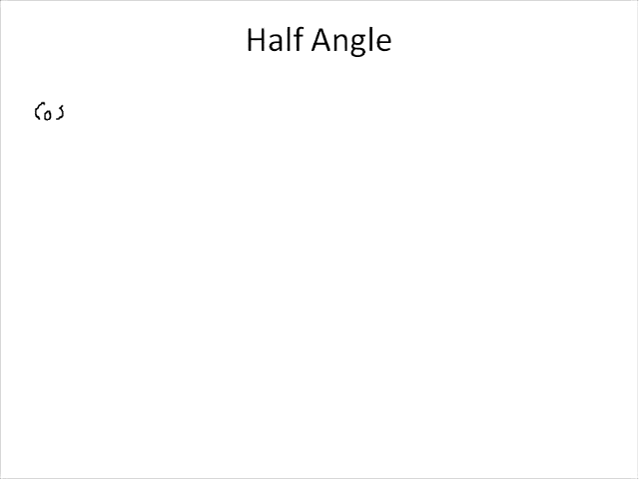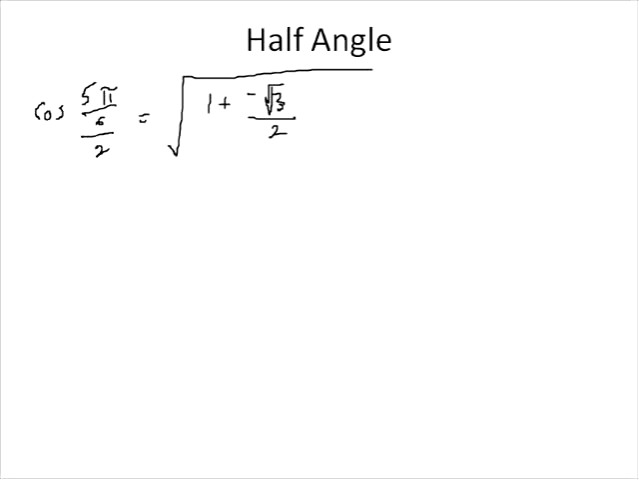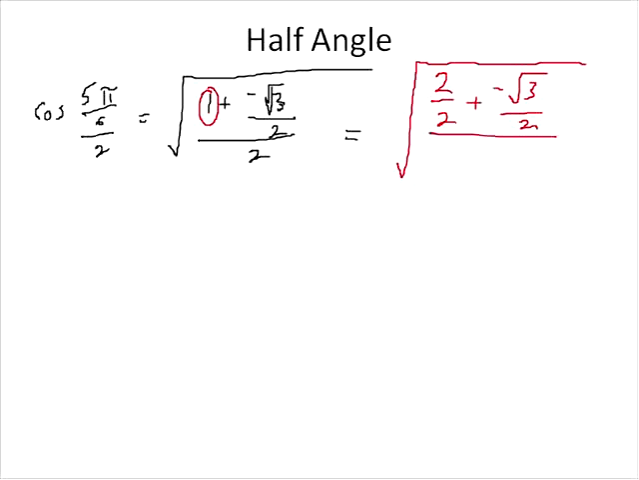So we have right now cosine of 5 pi over 6 divided by 2 is equal to the square root of 1 plus negative square root of 3 over 2. Right, that was from the last slide. The whole thing over 2. So here's what I'm going to do. I'm going to rewrite this 1 as 2 over 2. So I'll get the square root of 2 over 2 plus a negative square root of 3 over 2, the whole thing over a plain old 2.